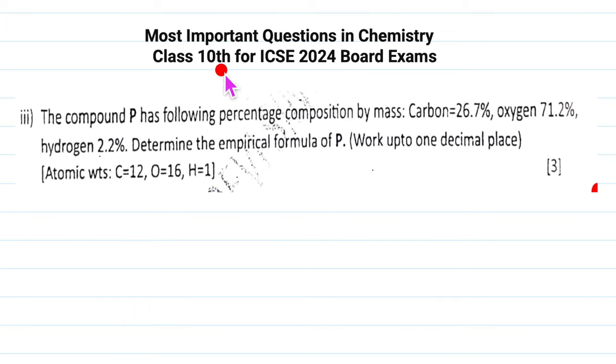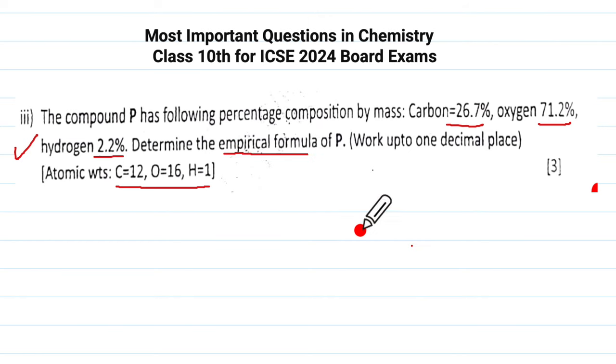We have practically finished all the different important question types in chemistry of class 10 ICSE 2024 board examination. Now, this is another question which I wanted to solve, but I think you have understood how to do this. The percentage compositions are given, you will make the columns, and the atomic weights are given. They are just asking you to find the empirical formula up to one decimal place. So solve this on your own and write in the comment box what is the empirical formula of this compound.